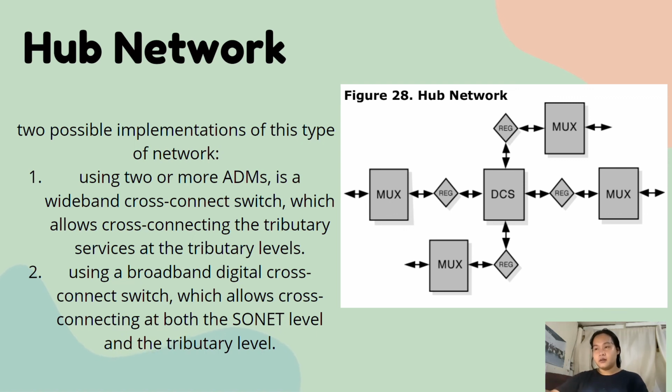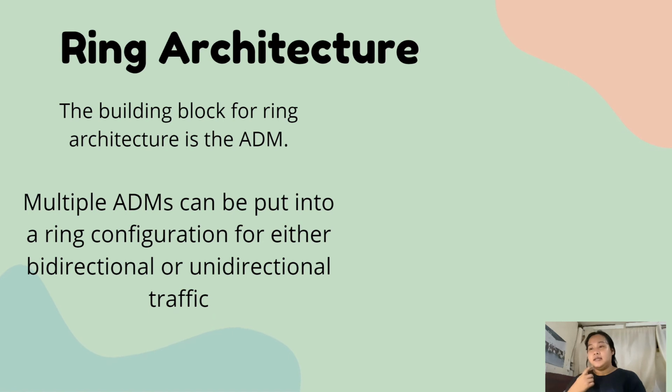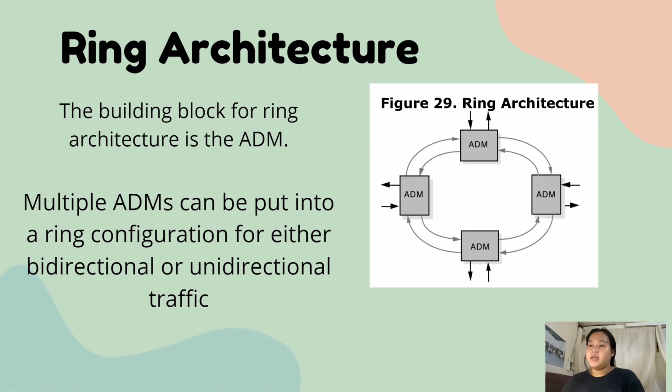And the last network configuration is the ring architecture, or the ring configuration. The building block for ring architecture is the ADM. So multiple ADMs can be put into a ring configuration for either bidirectional or unidirectional traffic. The main advantage of the ring configuration is its survivability. If a cable is cut, the multiplexers have the intelligence to send the affected services via an alternate path through the ring without interruption.